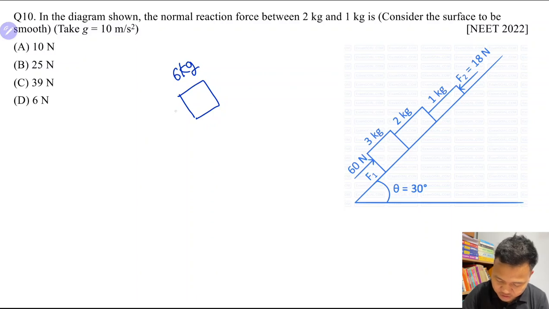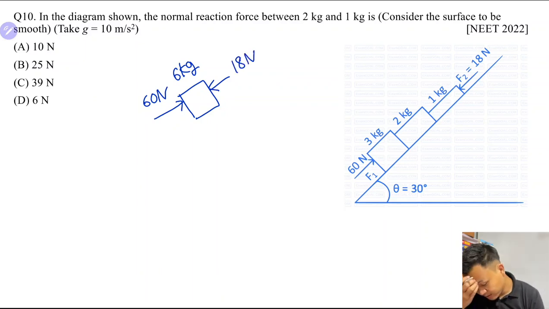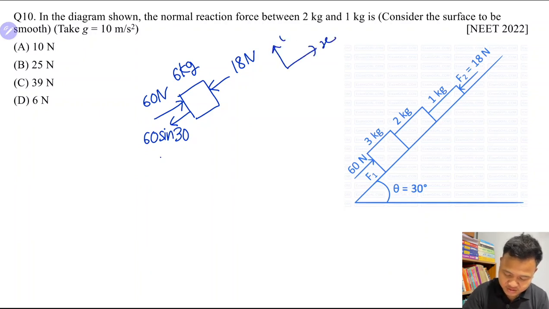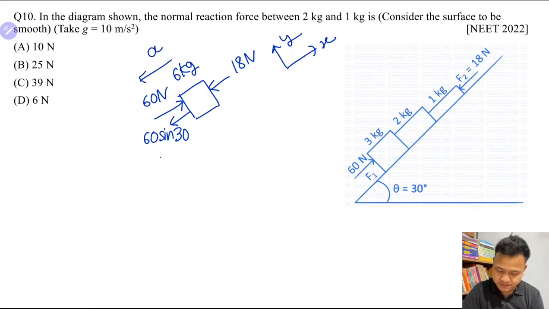What are the additional forces? There is 18 Newton here, and for the 6 kg there is mg sine 30. Since the surface is frictionless, you don't have anything else. So for the required forces, let's fix the sign convention, x and y. Let's say it is going down with acceleration a.